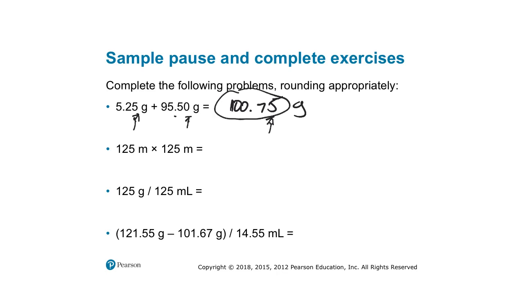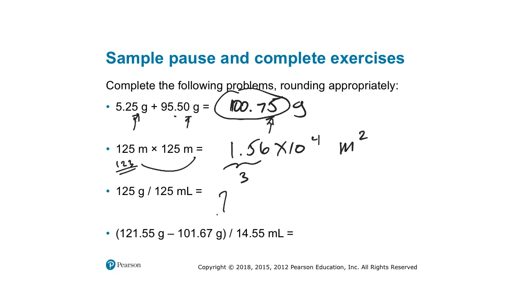Now when we multiply, we count sig figs. We go 1, 2, 3 sig figs. So we're going to round this result to 3 significant figures. So 125 times 125 says 15625 on my calculator. I'm going to round that to 1.56 times 10 to the 4 meters squared, to have a total of 3 significant figures.